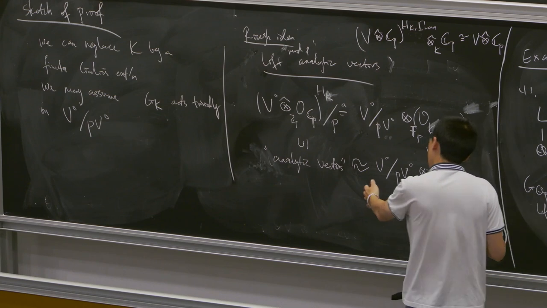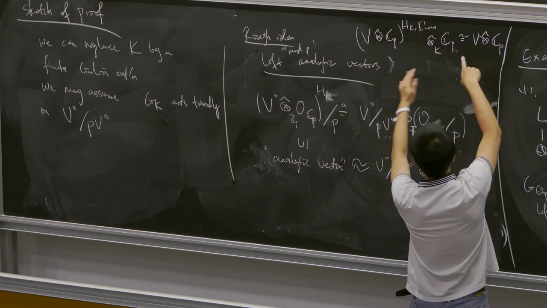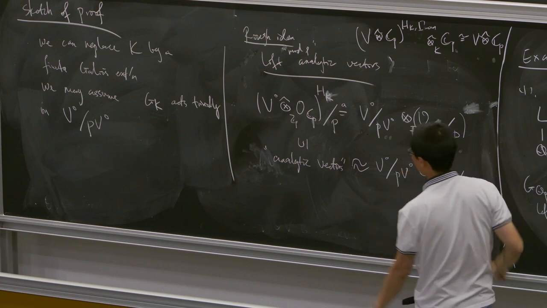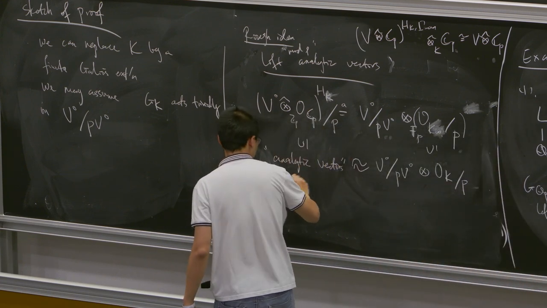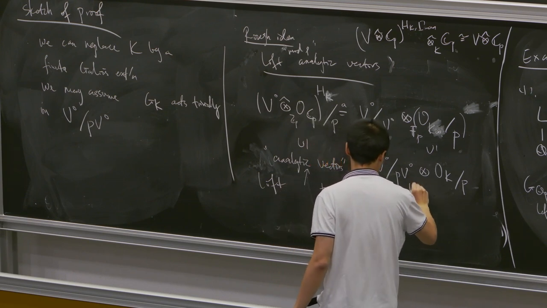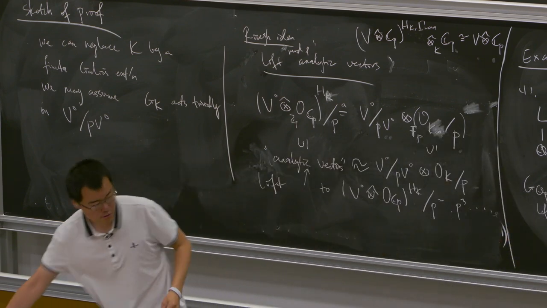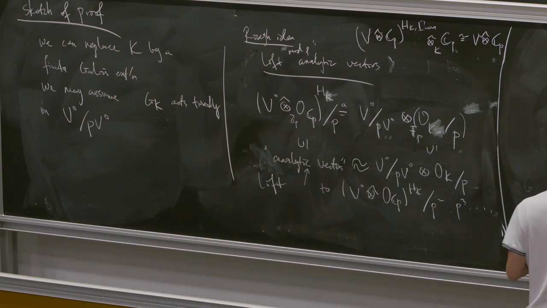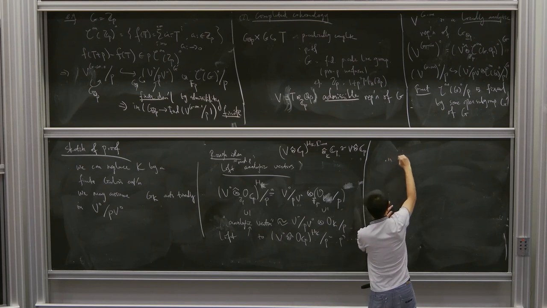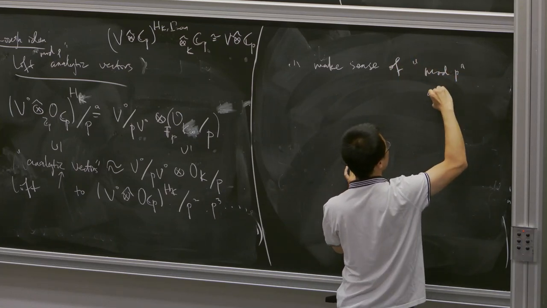And once you have this kind of mod p statement, you can show, for example, if you tensor with O_C^p, you can recover the right hand side, so you can prove some mod p analog first, and the rest is to lift these analytic vectors to mod p squared, p cubed, and this kind of thing. Okay, so this is a rough idea. And to do this, there are two things you need to do. First is you need to make sense of this kind of mod p^n analytic vectors.